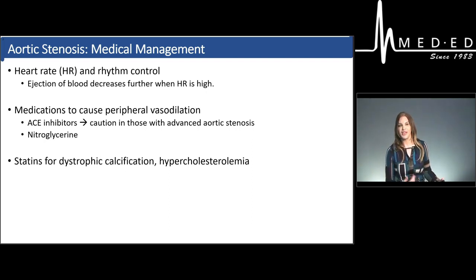Now, there is some indication for the use of medications that cause peripheral vasodilation to try to help get better blood flow past the aortic valve. And so you can use medications like ACE inhibitors, nitroglycerin, things that cause vasodilation. And then if they've got some kind of calcification on the valve, then you may want to put that patient on a statin medication and treat hypercholesterolemia.